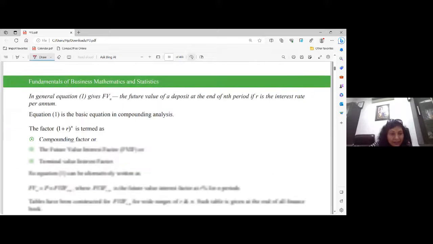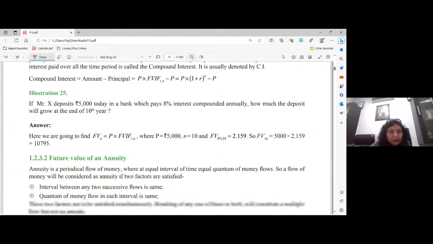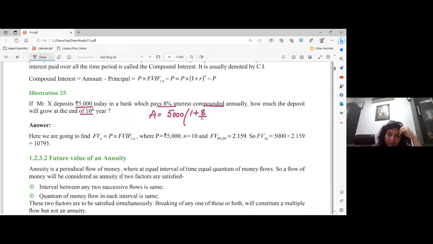Now let's take an example to see how we can find this out. The question is, if Mr. X deposits 5,000 today in a bank which pays 8% interest compounded annually, how much will the deposit grow to at the end of the 10th year? So we have to find out the amount after 10 years. The formula for amount is principal (1 + rate/100)^10, because compounding is annually, K is equal to 1. So we have to find out the value of 1.08^10.